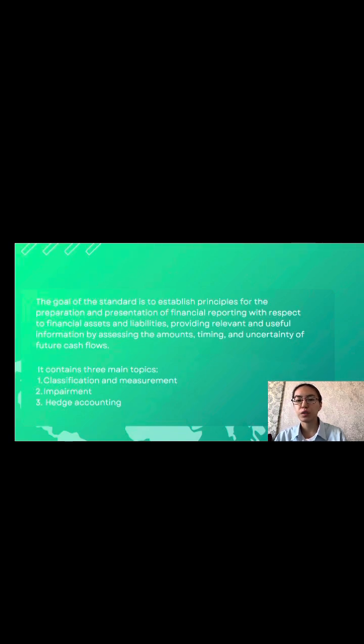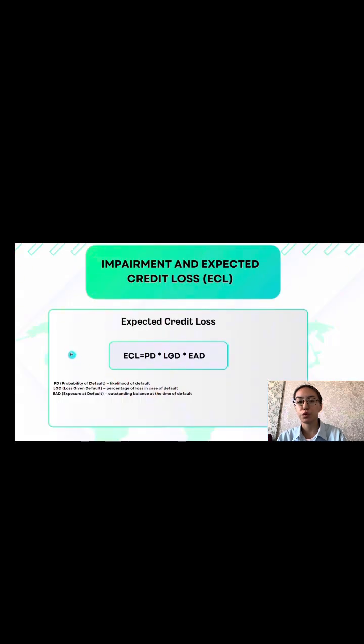Unlike the previous standard, which recognized credit loss only when the money was already lost, IFRS 9 recognizes losses much earlier, as soon as there is a sign of risk. The standard consists of 3 main blocks: classification and measurement, impairment, and hedge accounting. I will be working with the impairment part of the standard and more specifically with the expected credit loss model.